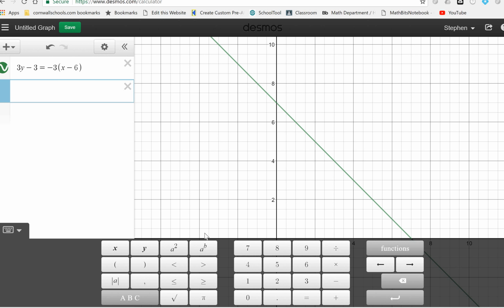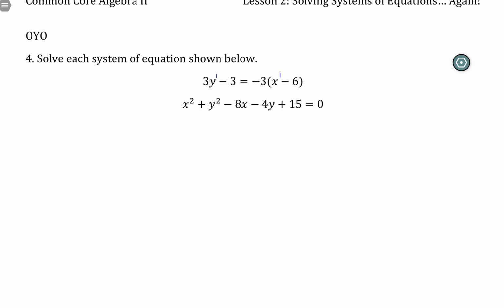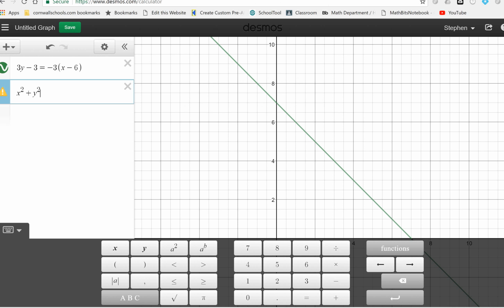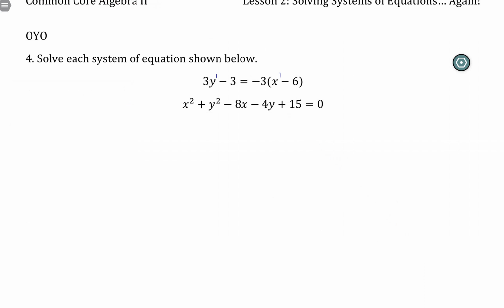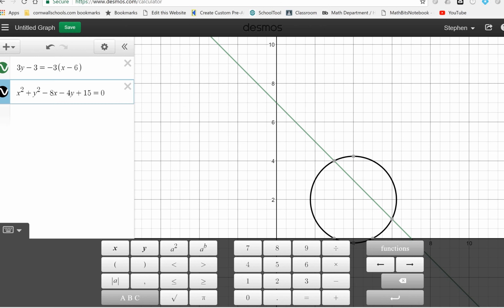Then we'll graph the second equation. So the second equation was x squared. So to get x squared, we could just do x and then hit this button here, plus y squared. And then let's just go back so I see minus 8x minus 4y plus 15 equals 0. Let me just check that. Plus 15 equals 0. Good stuff.